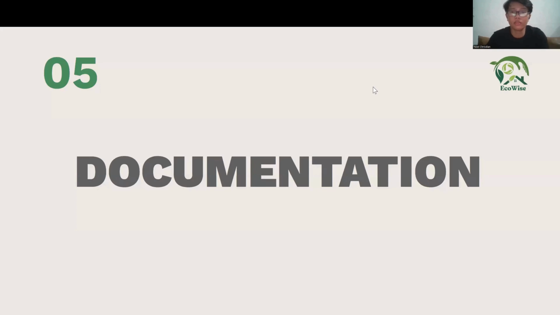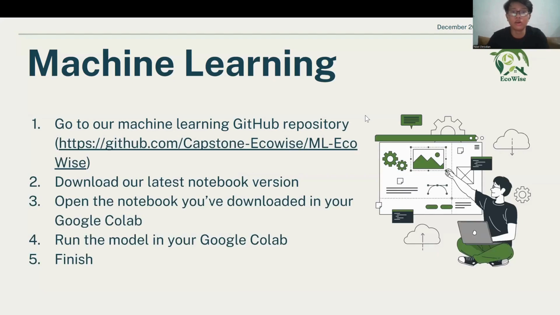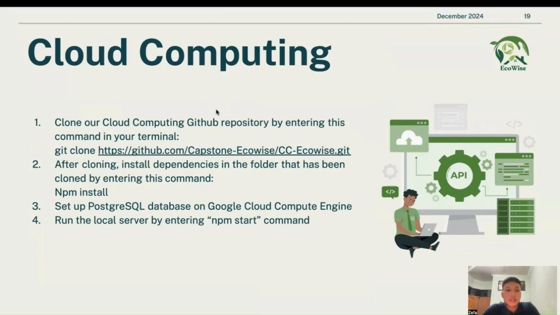Now that we have covered the implementation and result, let's move on to the documentation. If you're eager to try out the project yourself, here's how you can set it up and run it. For the machine learning, first you need to go to our machine learning GitHub repository. The link is attached. Second, download our latest notebook version. After that, open the notebook you have downloaded in your Google Colab, and then run the model in your Google Colab, and finish.